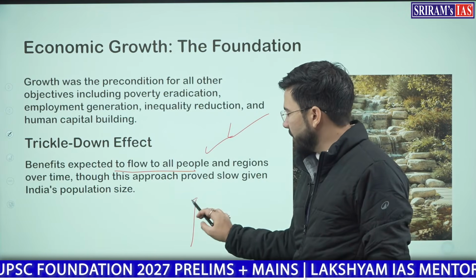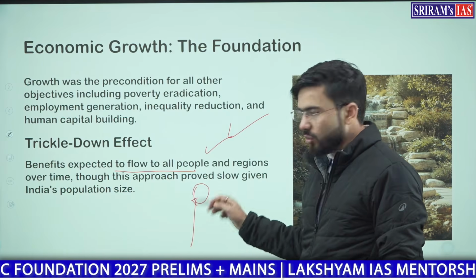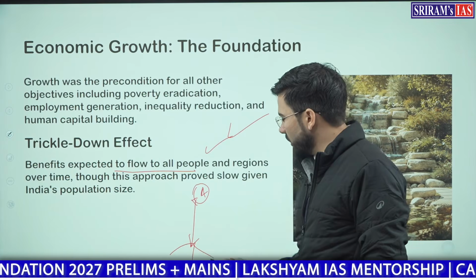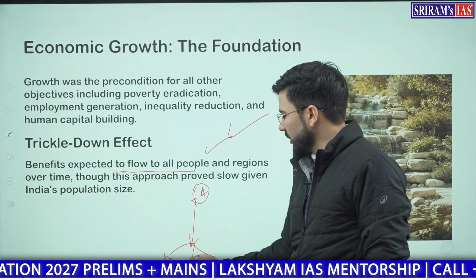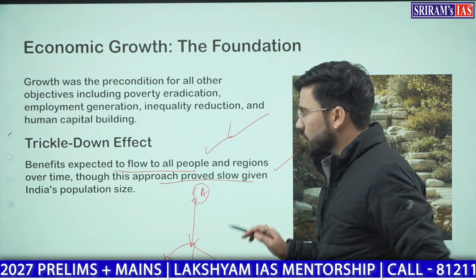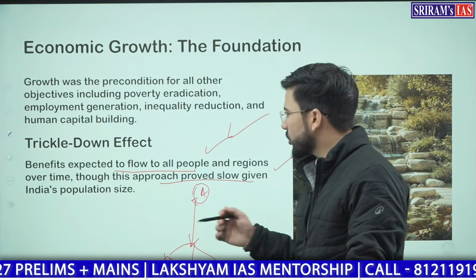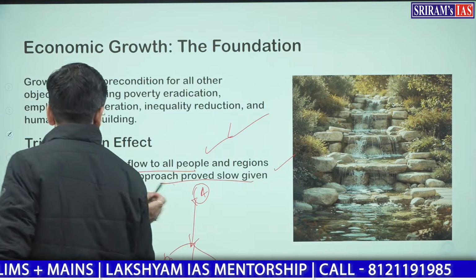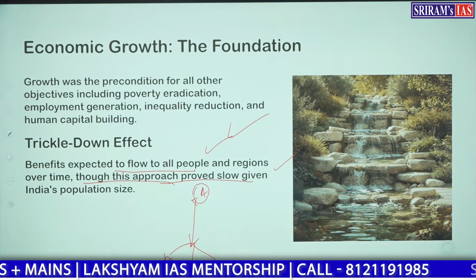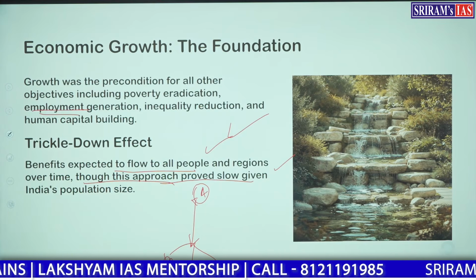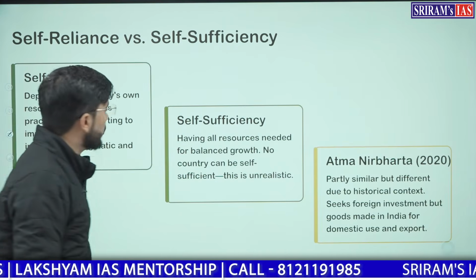The benefits of development or growth, which were to person A, will trickle down to all the population. Remember, this approach proved slow for India's population size, because our population was growing at a much larger speed than our economic growth.